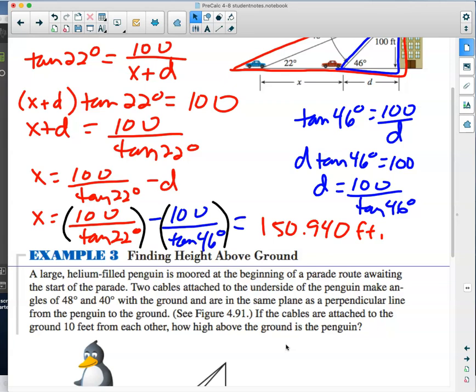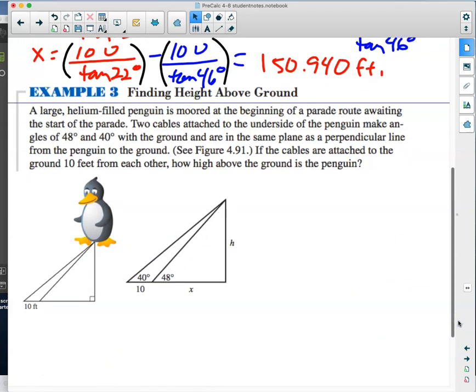So now things started to get a little more complicated here. We had more math that we had to do, but it's some pretty basic algebra with trig. It's not that horrible. So let's see what they give us with this penguin here. Example 3 says we're going to find height above the ground. We've got a large helium-filled penguin, like a Macy's Day Parade penguin, and it's moored at the beginning of a parade route awaiting the start of the parade. If you've never watched that, moored means tied down, or they have somebody sitting there, and they actually hire people to hold those and walk with them through the parade. So that's where it's moored.